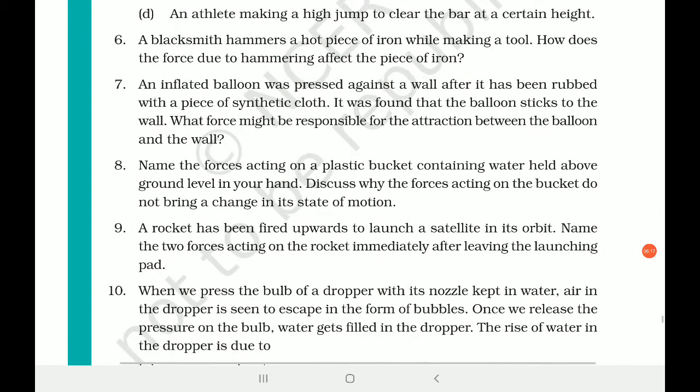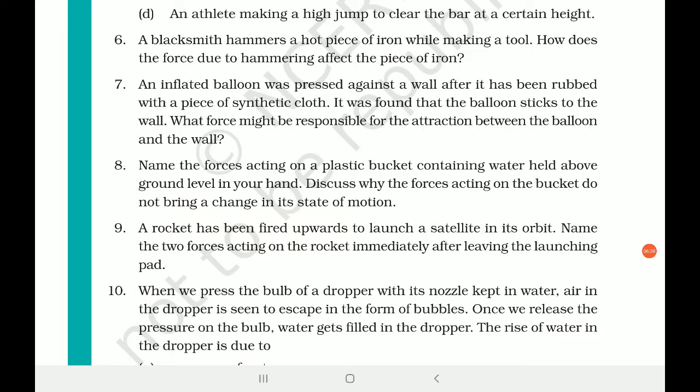An inflated balloon was pressed against a wall after it has been rubbed with a piece of synthetic cloth. So it is rubbed on the synthetic cloth. It was found that the balloon sticks to the wall. Okay, what force might be responsible for attraction between the balloon and the wall? It's very clear. It is electrostatic force.